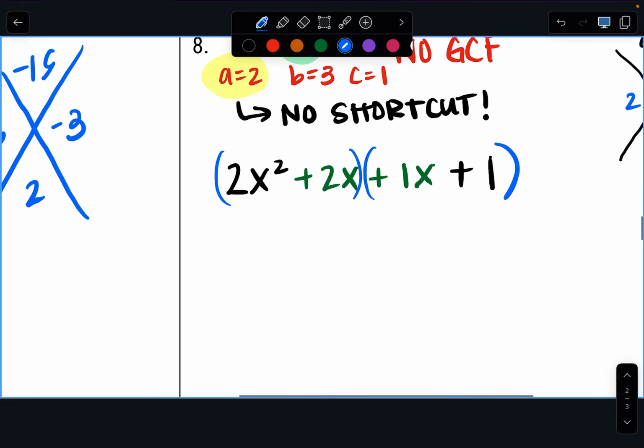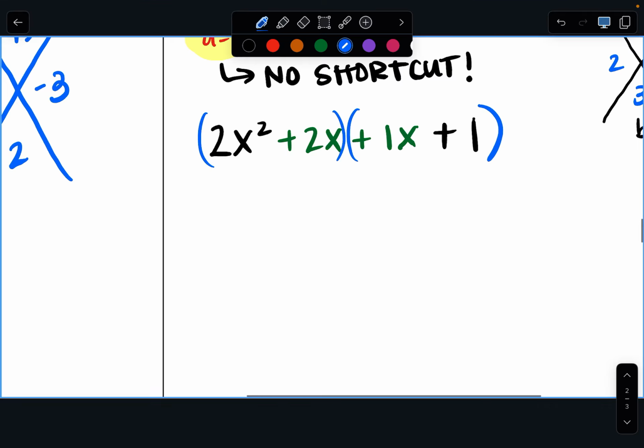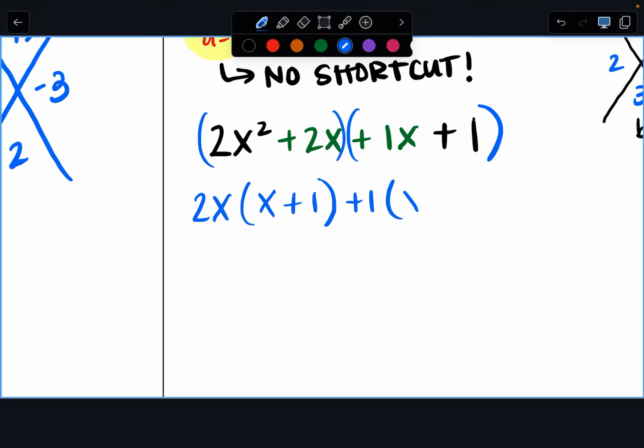Greatest common factor. So, what is the greatest common factor in the first group? 2x. So, x plus 1 gets left over. What is the greatest common factor in the second group? This one's kind of a trick question, but not really. 1. Positive 1 or negative 1? So I'm going to write plus 1, and that's going to leave me with x plus 1.